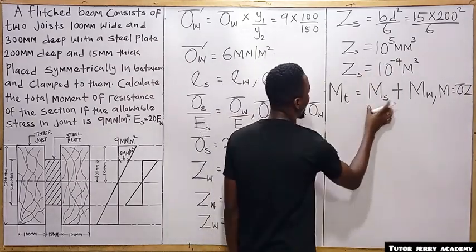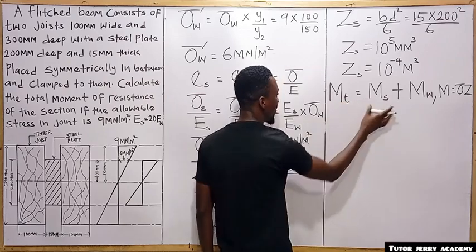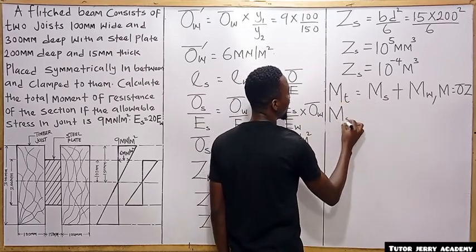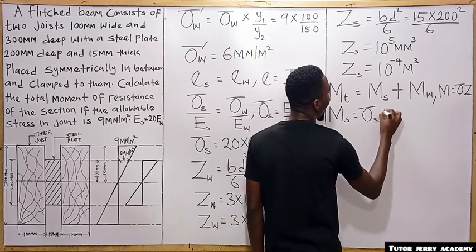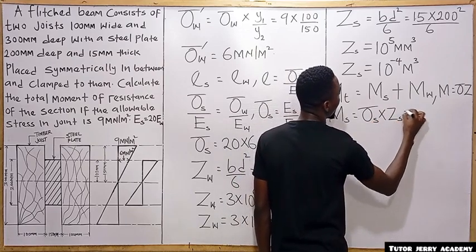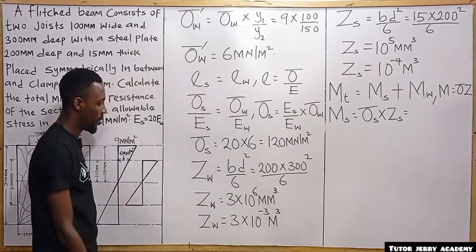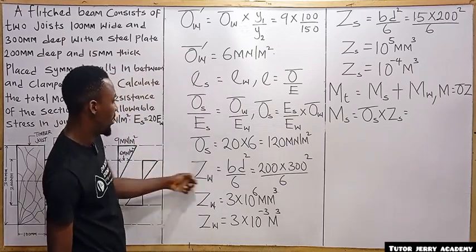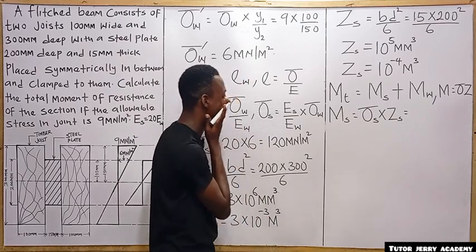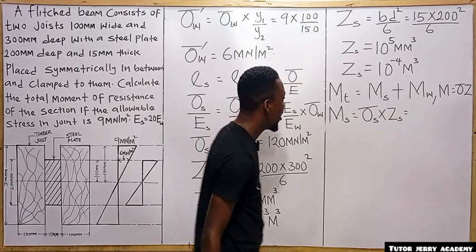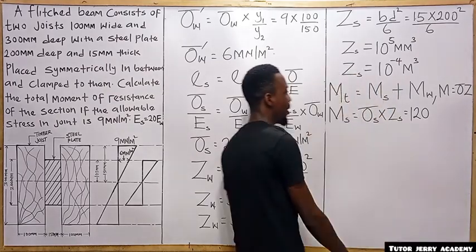So which then means that for our steel, let's just take it one after the other. The moment of resistance of the steel will be equal to the maximum stress in the steel multiplied by the section modulus of the steel. So what is the maximum stress in the steel? This is nothing but 120 meganewton per meter square. All right. So we are going to have 120 here.